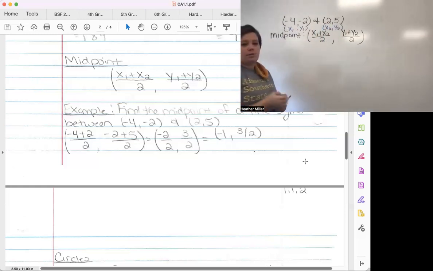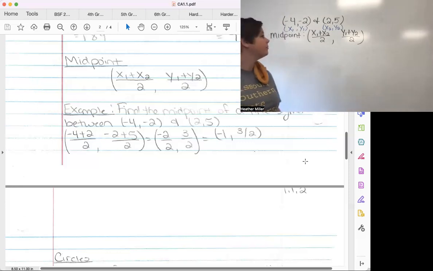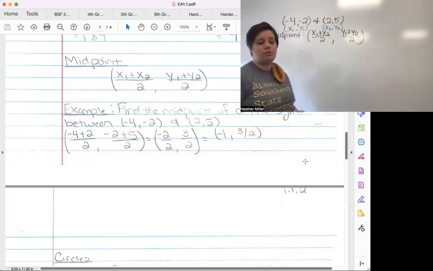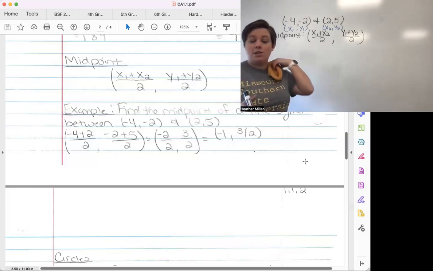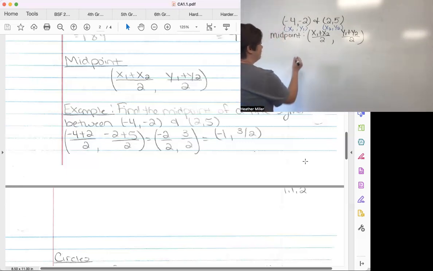Do you have to label them every time? No, you don't. I'm not going to come up behind you on a test or a quiz and be like, why don't you label that? However, in the beginning, it is useful because then you're not going to get confused on which x goes with which y and things like that.